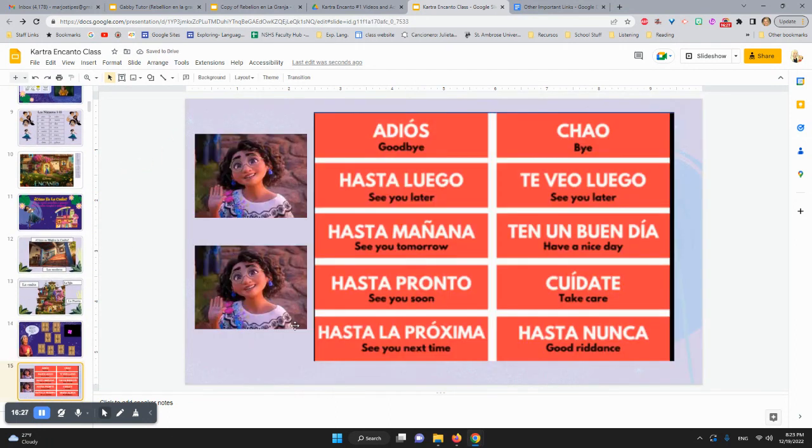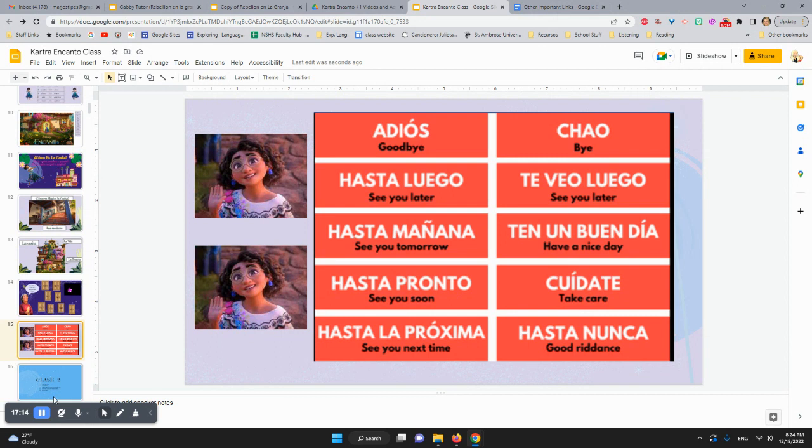All right, and it is time to say goodbye. We have to tell Mirabel and myself and our friends goodbye. And so let's go ahead and choose one. There's lots of different ways that you could say goodbye. You can say adios, ciao. And then there's lots of hastas. You could say hasta luego, hasta mañana, hasta pronto, hasta la próxima, ciao, te veo luego, ten un buen día, cuídate, o hasta nunca. So I'll go ahead and go first. I'm going to say hasta pronto. What about you? What will you say? Practice saying goodbye. All right. Ciao.